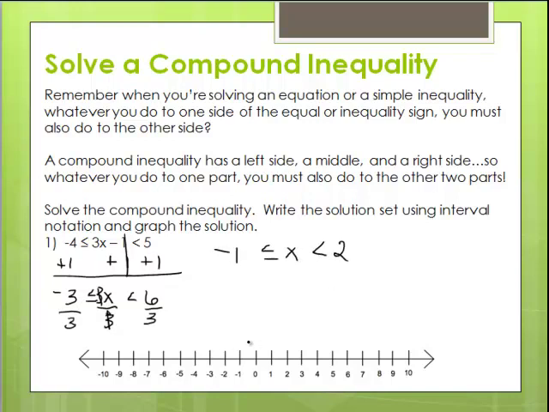So to graph that, we know we start at negative 1 and we go to 2. It says or equal to, so we put a bracket at negative 1. It says less than, so we just put a parenthesis at 2. This tells you what your interval looks like: bracket, negative 1, comma, 2, parenthesis.